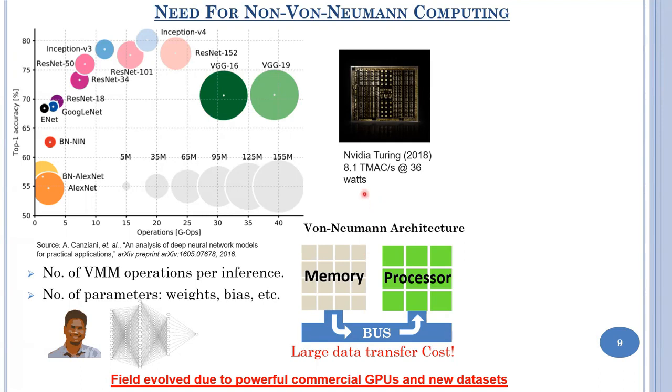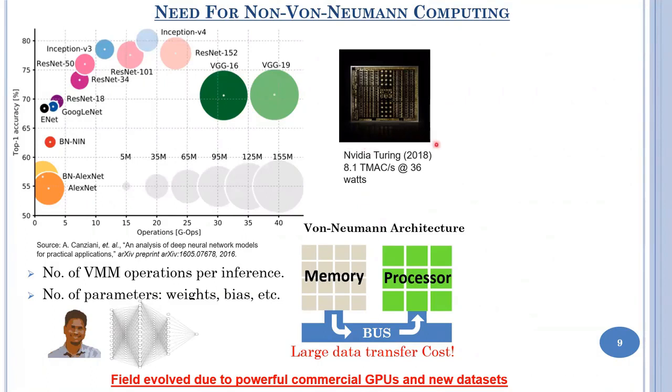If you look at the number of operations that it performs, it requires a power of about 36 watts. This 36 watts is something which cannot be delivered by your mobile battery, right? The mobile batteries are hardly 5 volts to 6 volts, and they cannot deliver 36 watts of power. So these kinds of GPUs cannot be installed within your mobile systems.